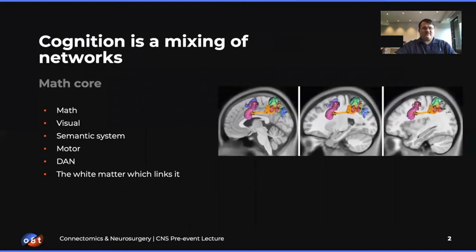And this highlights the fact that things like mathematics involve multiple parts of multiple networks and a common core that links them, and really changes how we think about cognition. So there isn't a math part of the brain, there's a math network that allows different parts of different networks to talk to each other.